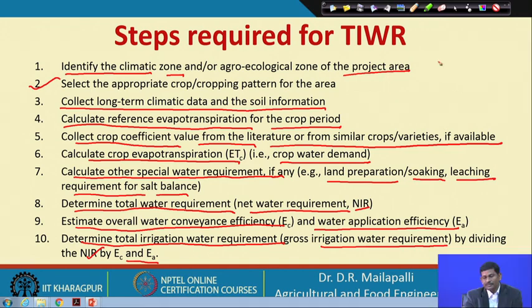So, we started with evapotranspiration, right, and then crop water requirement, and then irrigation water requirement, and then total irrigation water requirement. Even before that you can put ET0. Okay. So, ET0 and then ETC, and then crop water requirement, and irrigation water requirement, and total irrigation water requirement. All right.